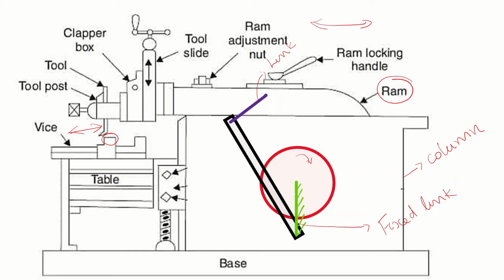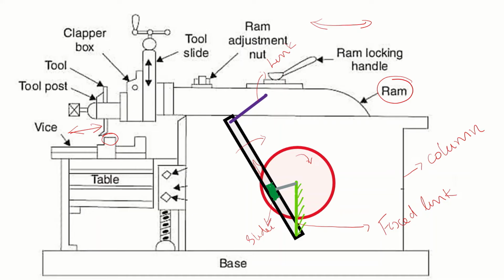For that, there is actually a slider inside. This is called the slider, this one, a slider inside the slotted lever. This slider is connected to the crank. Okay, so here you can see when the crank rotates, what happens? This slider will make a reciprocating motion inside the slotted lever, and the slotted lever will move like this, from here to here.